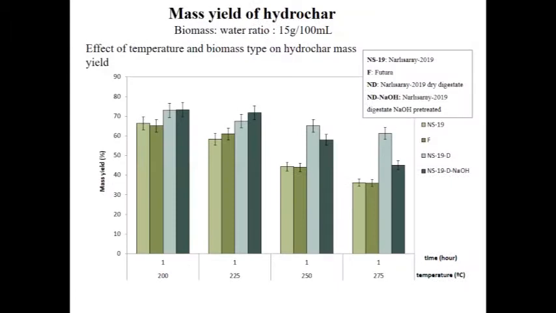Effect of temperature and biomass type on hydrochar mass yield. In this figure, the effects of biomass type and temperature on mass yield are comparatively given. As mentioned before, the increase in temperature led to lower mass yield, and the mass yield of hydrochars obtained from Futura and Narlısaray were almost the same for each temperature tested. You can see it here.